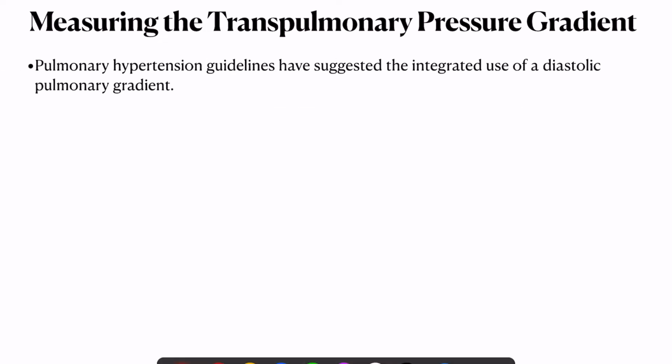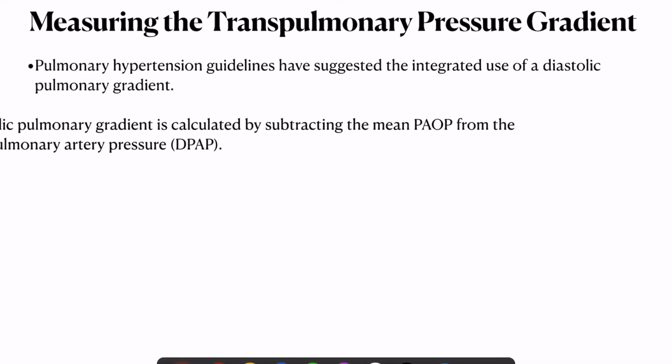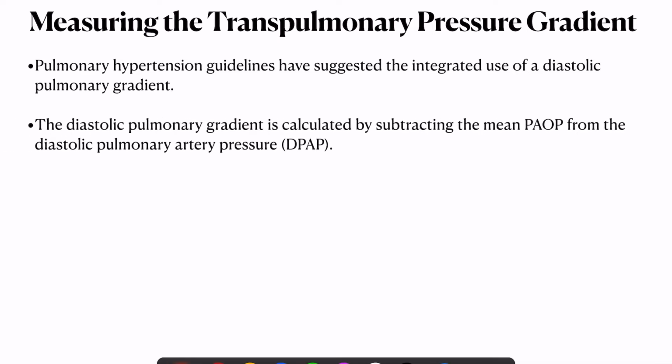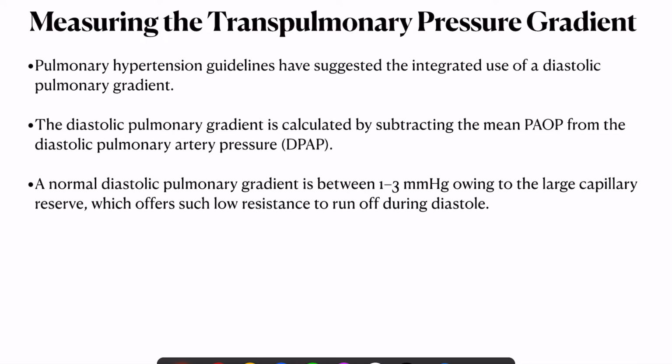So, the guidelines have recently suggested to integrate the use of diastolic pulmonary gradient. The diastolic pulmonary gradient is calculated by subtracting the pulmonary artery occlusion pressure from the diastolic pulmonary artery pressure rather than the mean pulmonary artery pressure, since the mean pulmonary artery pressure can be affected by various other factors. A normal diastolic pulmonary gradient is around 1 to 3, owing to the large capillary reserves which offer low resistance to the runoff during diastole.